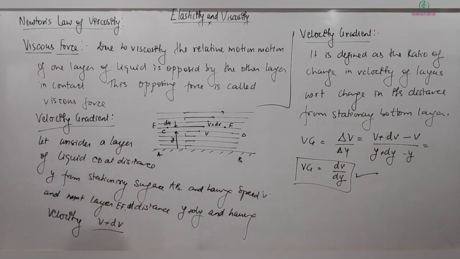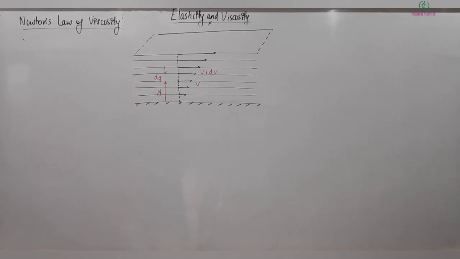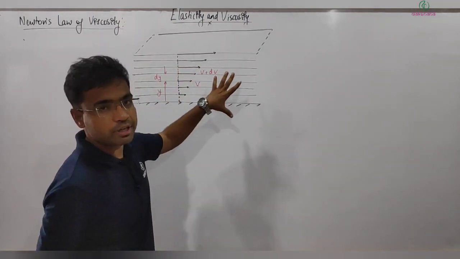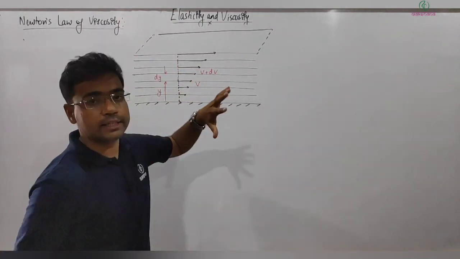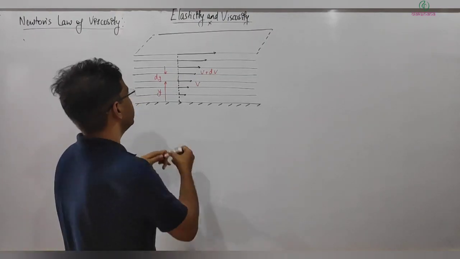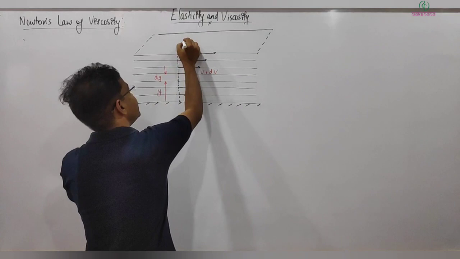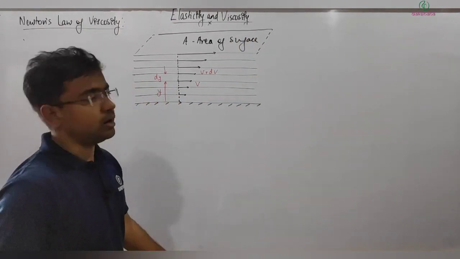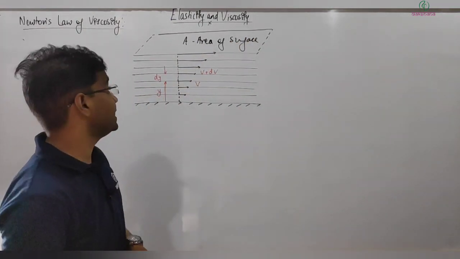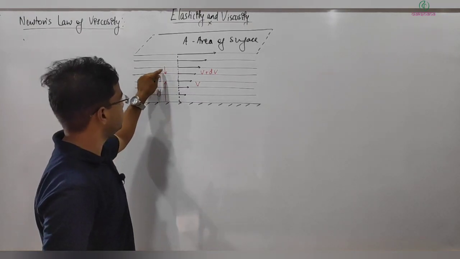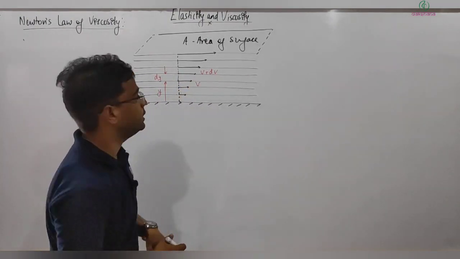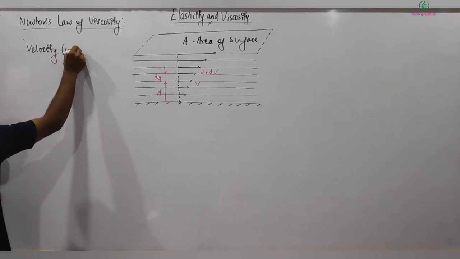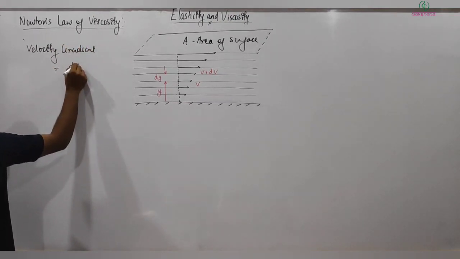So we understood this term, the velocity gradient. Now consider a fixed bottom surface with liquid flowing in layers, and the layer I am considering has a top surface of area A. As we go from y to y plus dy, its velocity changes from v to v plus dv. So the velocity gradient is equal to dv by dy.